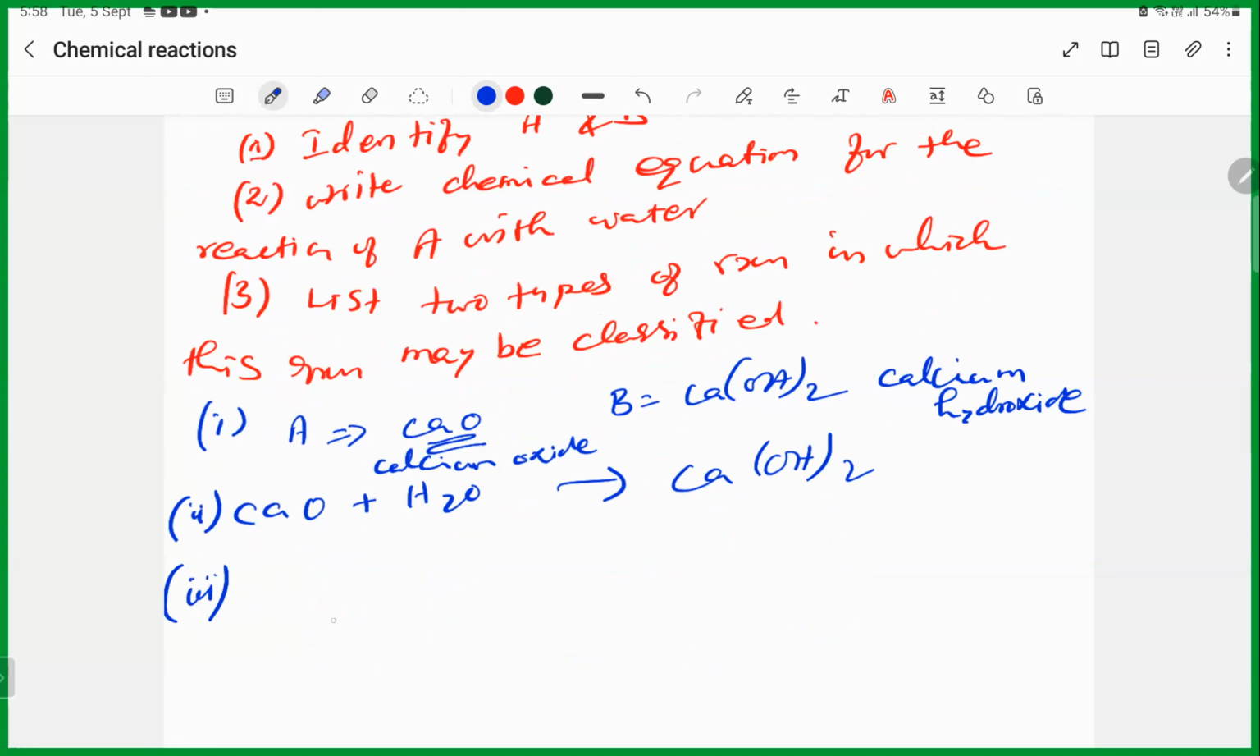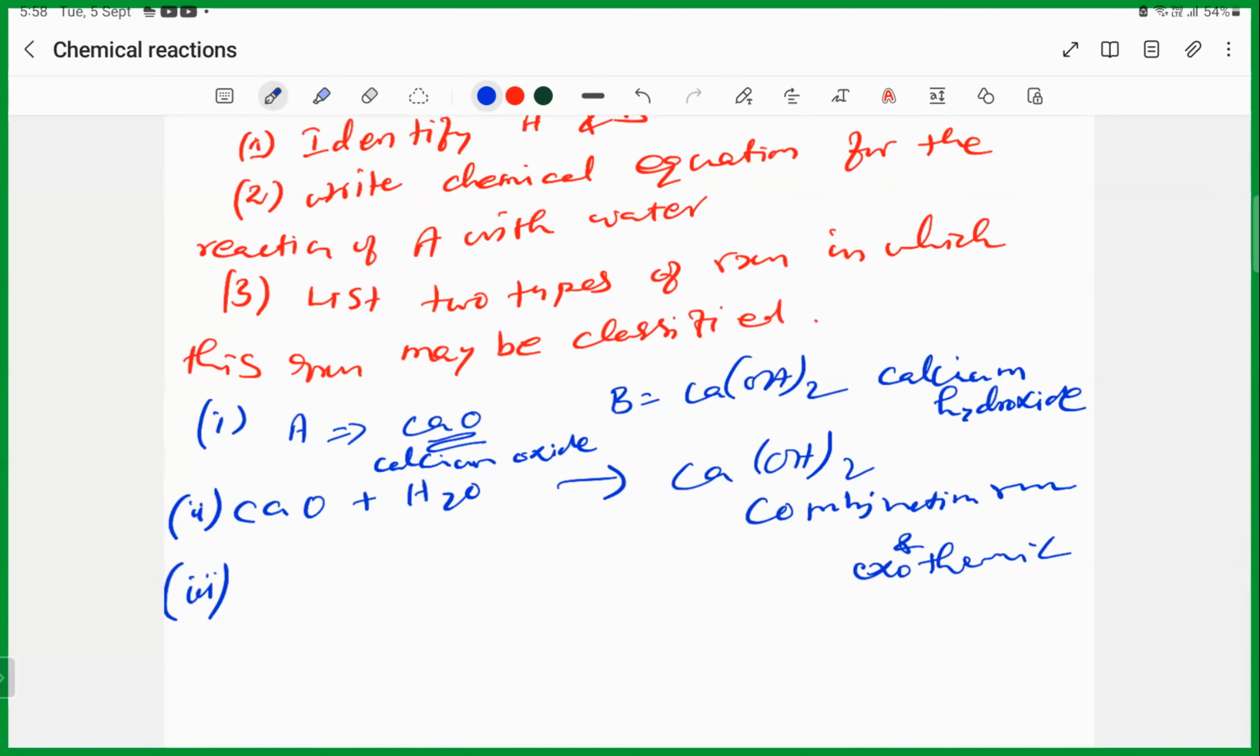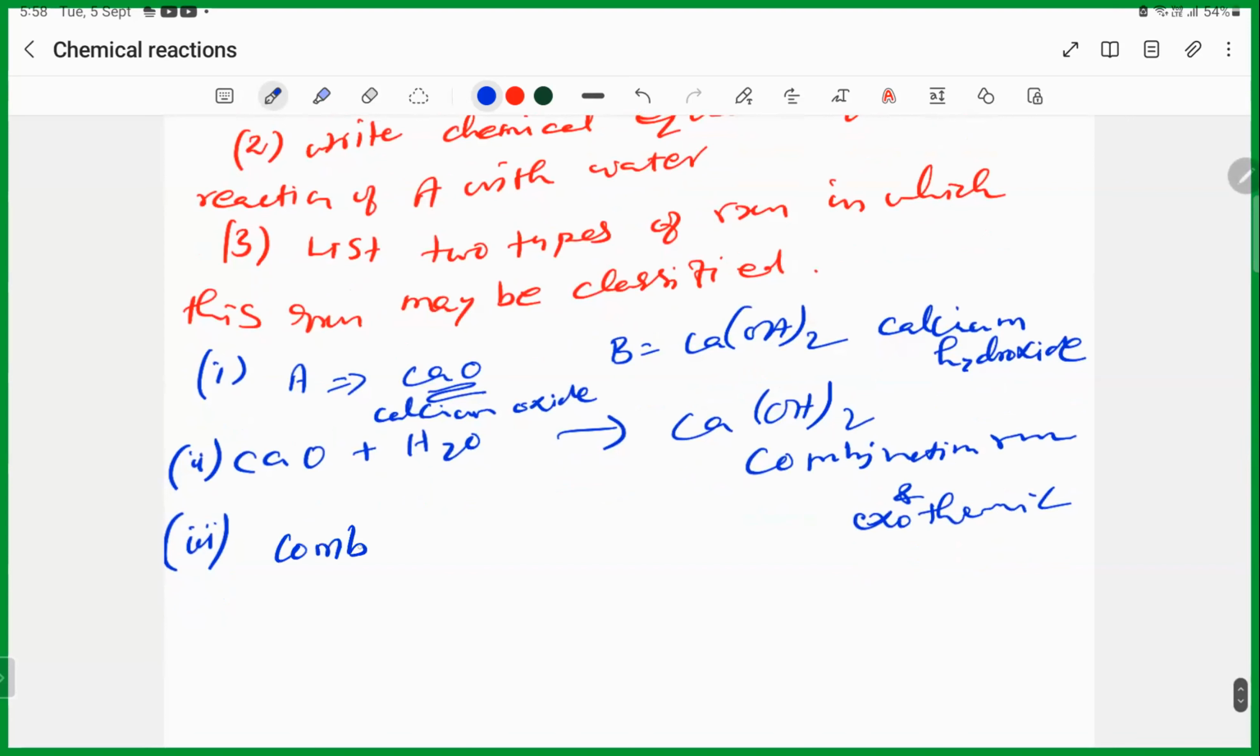Third, what type of reaction is it? Combination reaction and exothermic reaction. Combination reaction and exothermic. Very good. List 2 types of reaction in which this reaction may be classified. Combination, so the given reaction is a combination reaction. For example, when ammonia reacts with HCl, it gives ammonium chloride, and when nitrogen oxide reacts with oxygen, it gives nitrogen dioxide. These are the two examples.